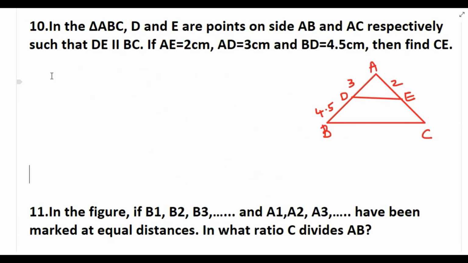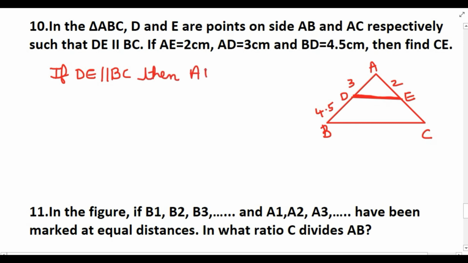Next question. In triangle ABC, D and E are points on side AB and AC respectively, such that DE is parallel to BC. They have given all this measurement. We need to find out EC. So by Thales' theorem, we know that if a straight line is drawn parallel to one side of a triangle, it divides the other two sides in the same ratio, in the same proportion. So since DE is parallel to BC, I can write AD divided by DB equal to AE divided by EC.